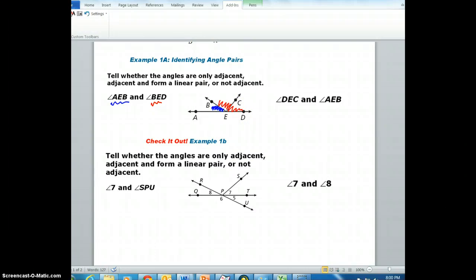Well, notice these two angles share a vertex, these two angles share a ray, and these two angles together form a straight line. So the answer here would be that they are adjacent and they form a linear pair.